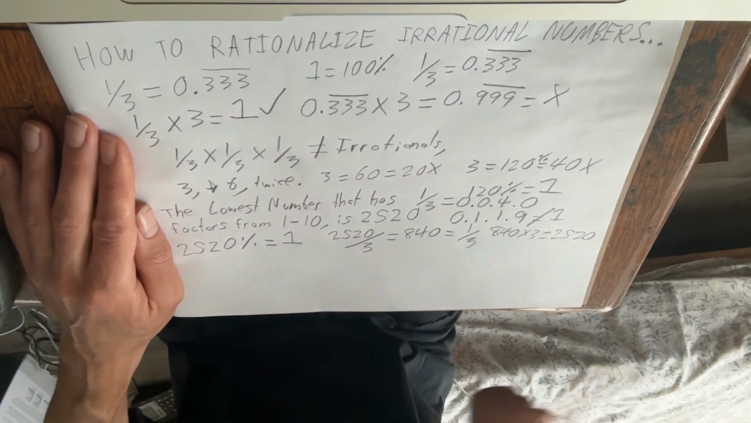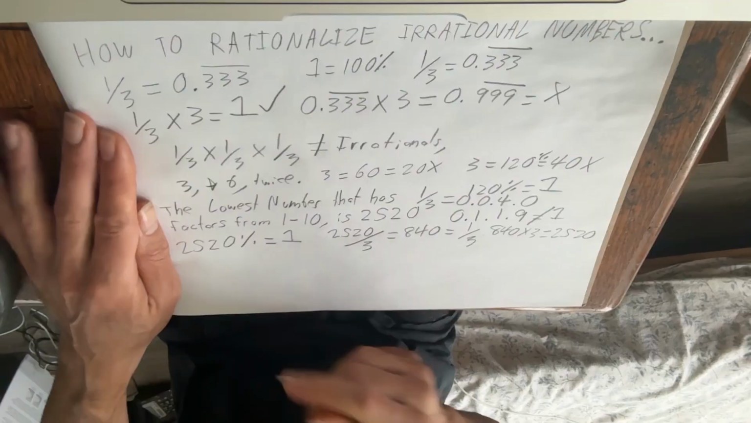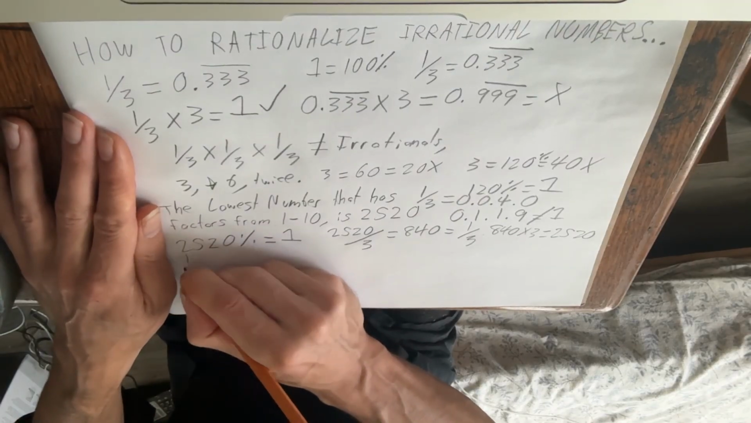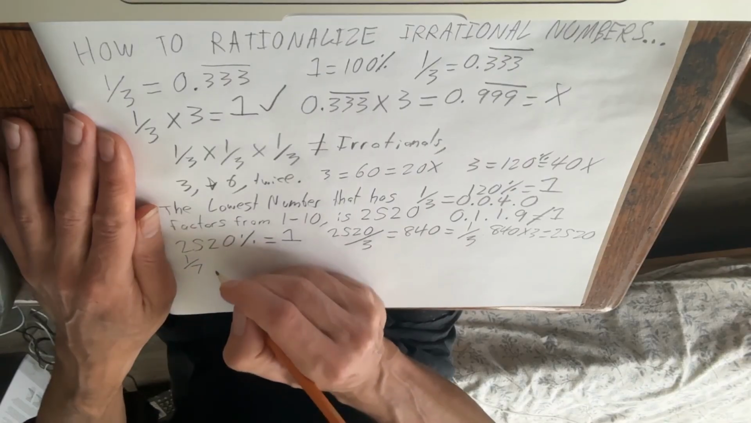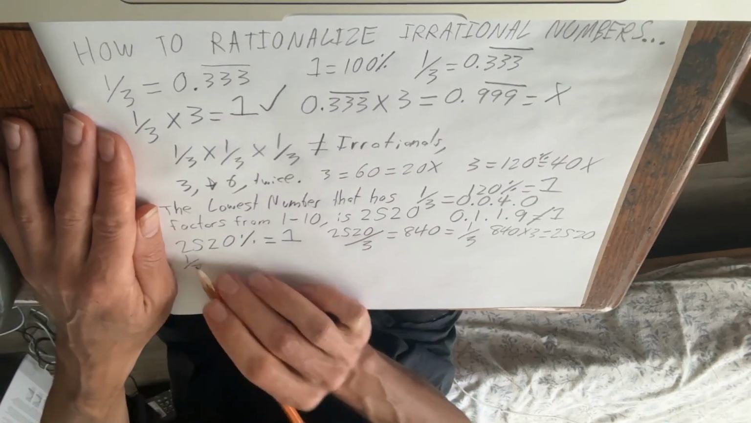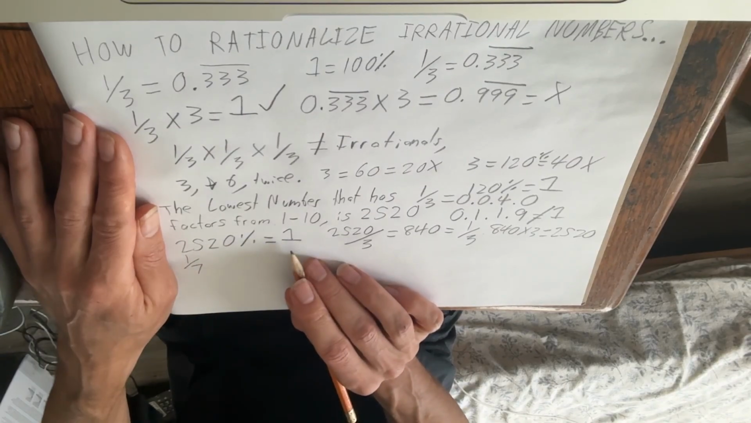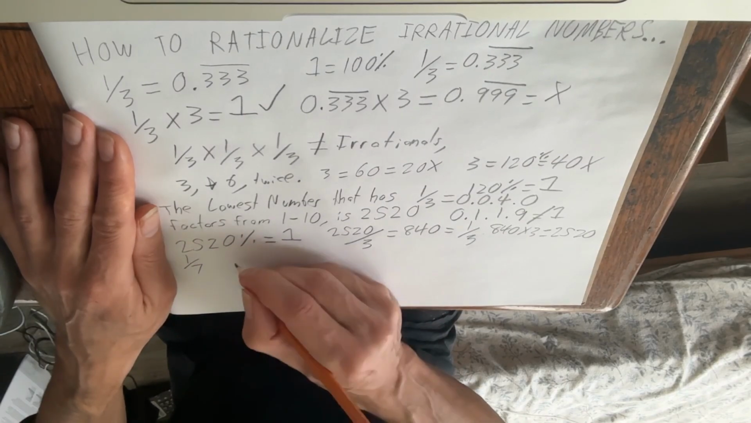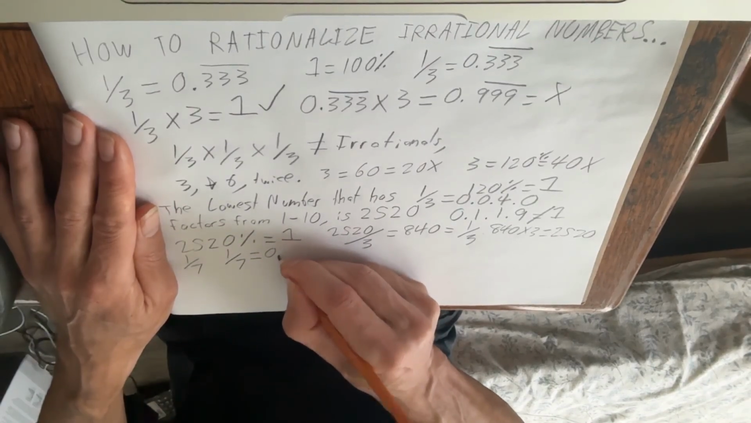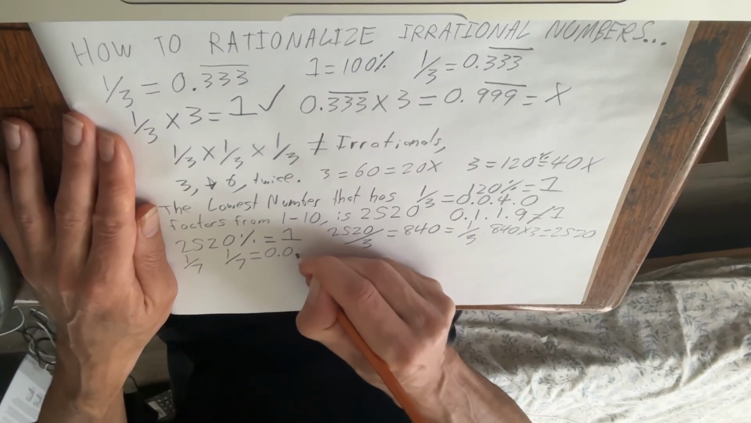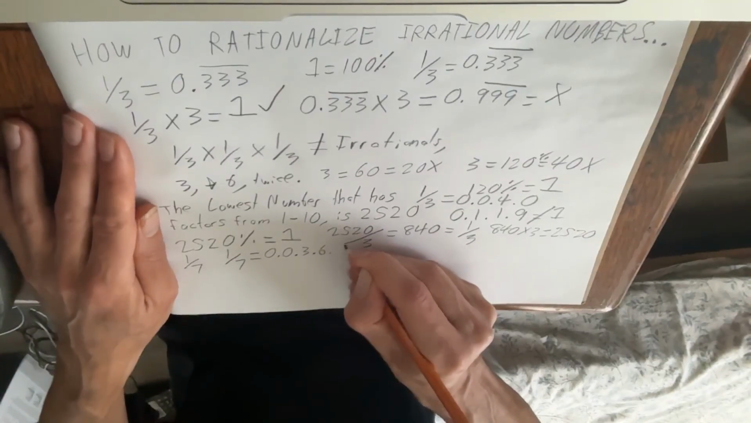4 goes into it, 5 goes into it. We know that because it ends in a 0. 6 goes into it. But let's work with another irrational fraction, 1 over 7. If we take 1 over 7 and then we understand this as a percentage of 2,520% amounting to the 1 being the whole number, we can then understand that 1 over 7 can be represented as 0.0.3.6.0.